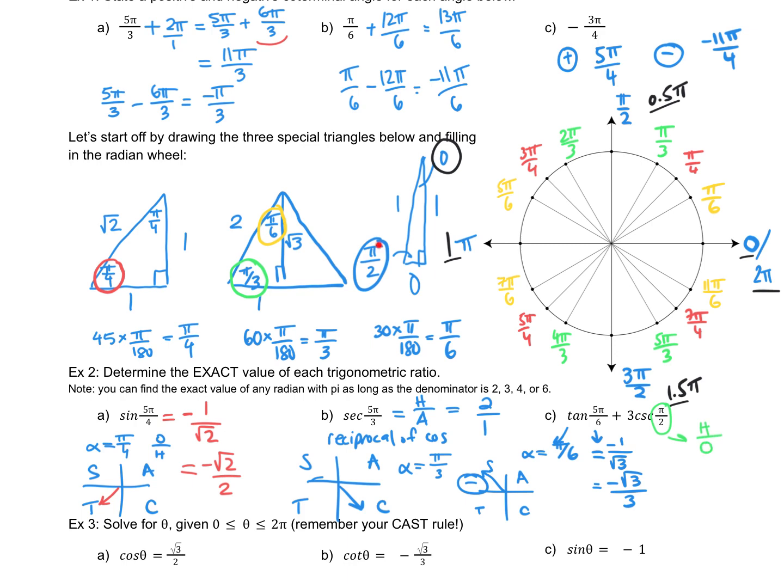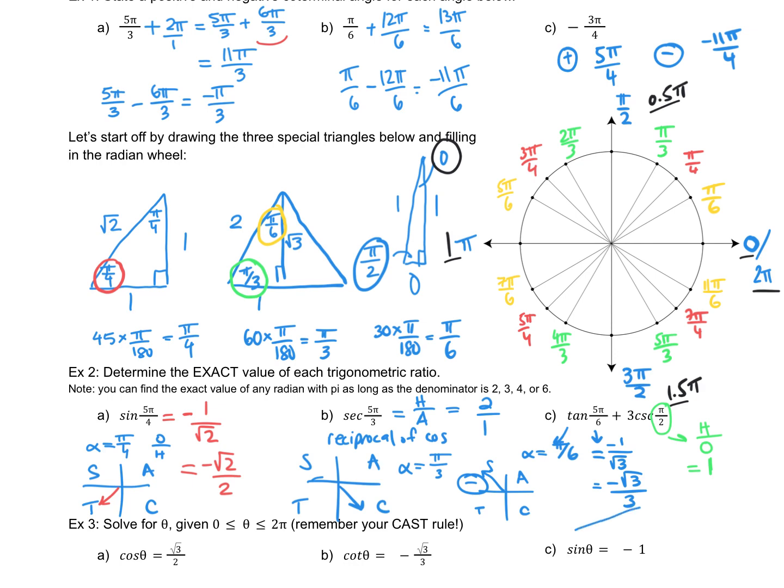So I'm going to go to my pi over 2 triangle. The hypotenuse is across from the labeled right angle, which is 1. And opposite to pi over 2 is also 1. So that is just going to be 1 over 1. And here we are. And now we can finish with our simplifying.